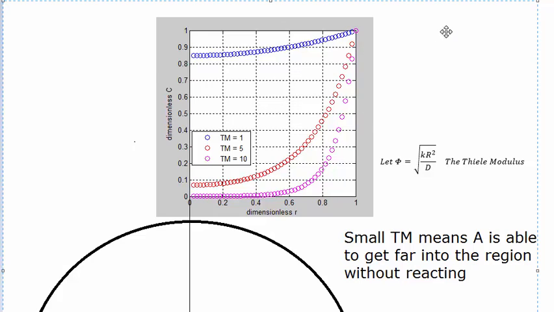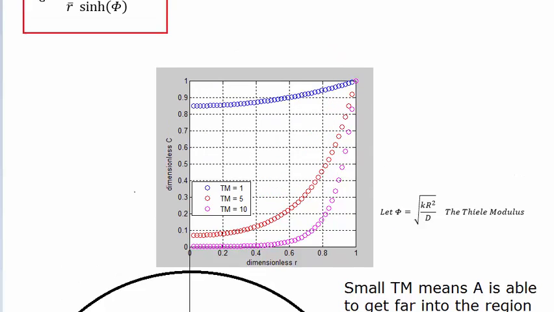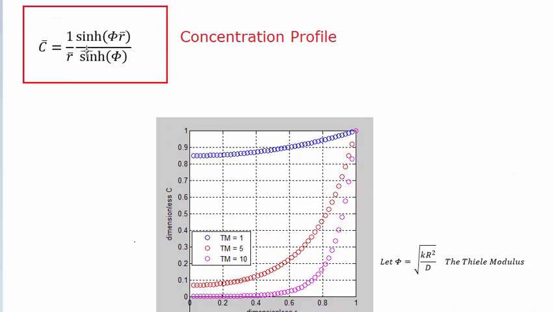So this plot over here is dimensionless r versus dimensionless c. I basically took this and I plotted it. The only thing I changed was the Thiele modulus. What you see is that when the Thiele modulus is 1, your concentration profile looks like this. When it's 5, your concentration profile looks like this. And when it's 10, your concentration profile looks like this.